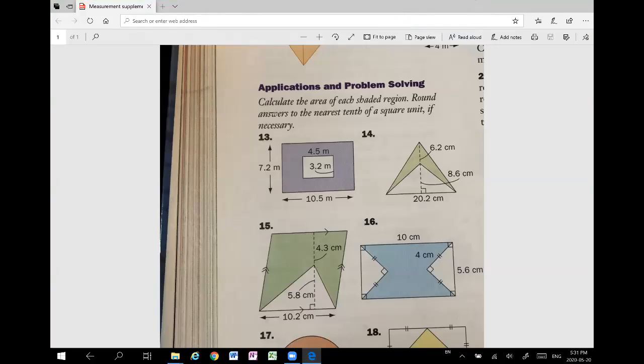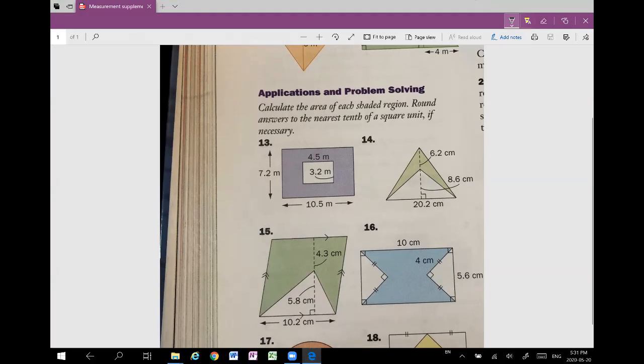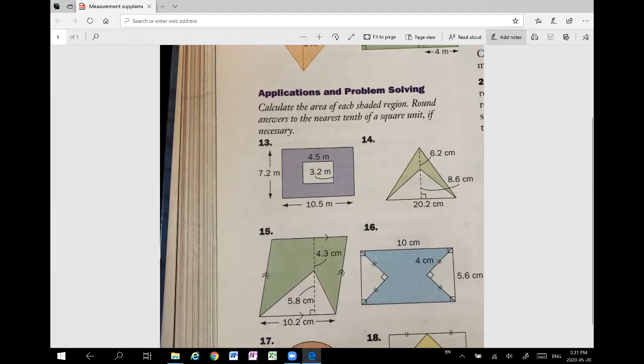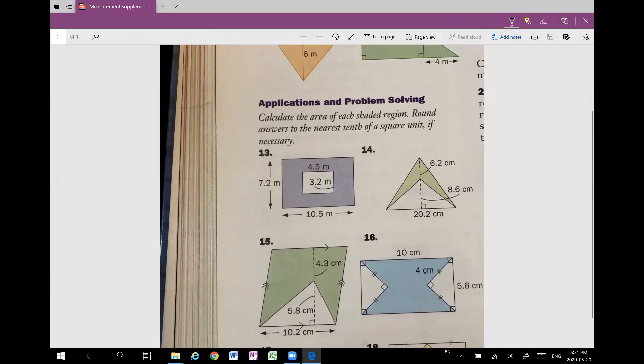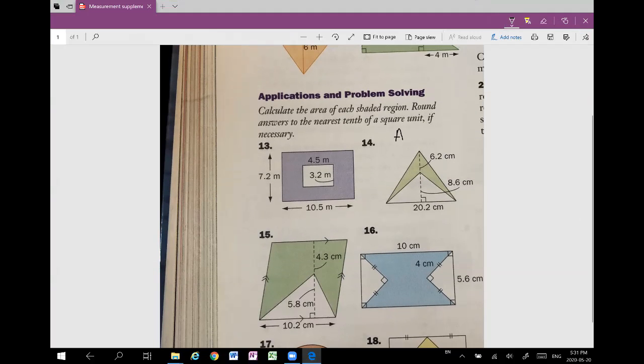Now with composite shapes, we can actually add or subtract our composites. A composite is actually made up of 2 or more of the basic shapes. And the question that I actually want to do with you is question 14.